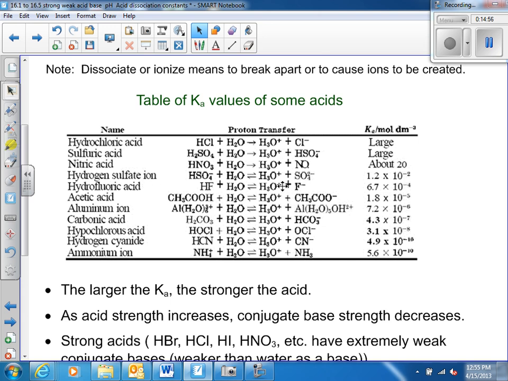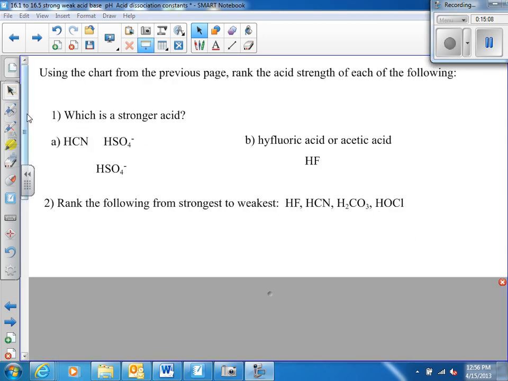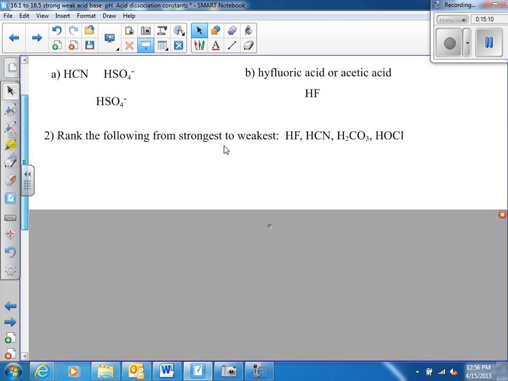Notice its conjugate would be weaker than acetic acid's conjugate, but that's not what the question asked. Just remember, the stronger the acid, the weaker the conjugate base. So HF is stronger than acetic acid. Okay, now ranking these, we're going to look up all of these different Kas, and the larger the Ka, the stronger the acid. So this should be very straightforward.